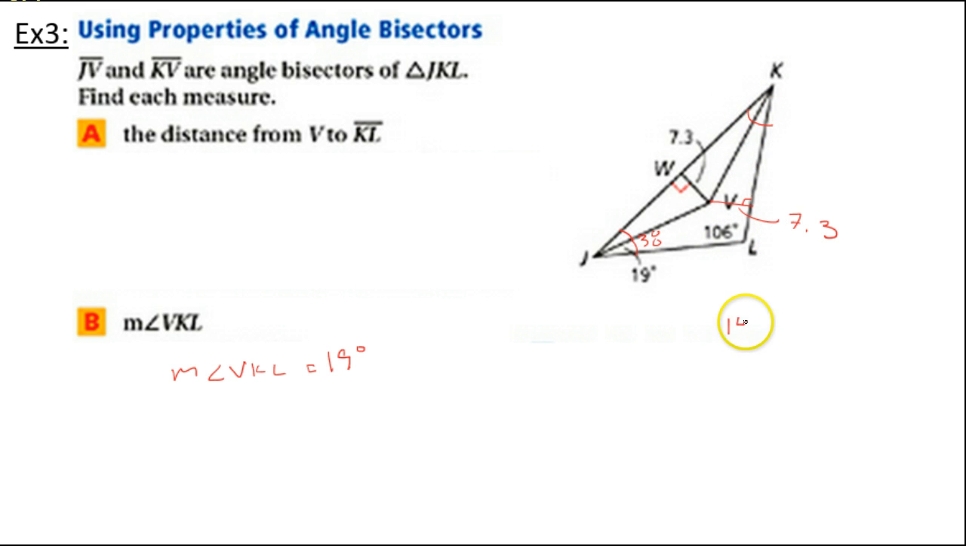So if I do 180 minus 144, I end up obtaining 36 degrees. So this angle up here, its complete angle is 36 degrees. Since we bisected that angle, half of that angle would give me 18 degrees. So the measure, I was off. The measure should be 18 degrees. So it would be half of this one, 18 degrees.